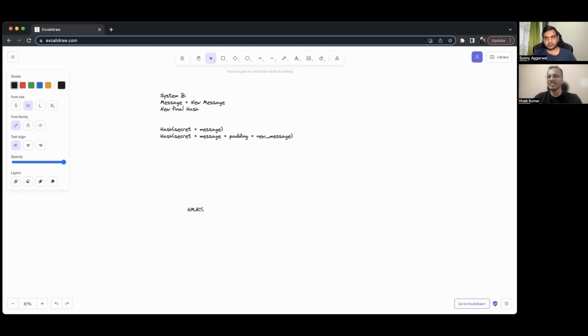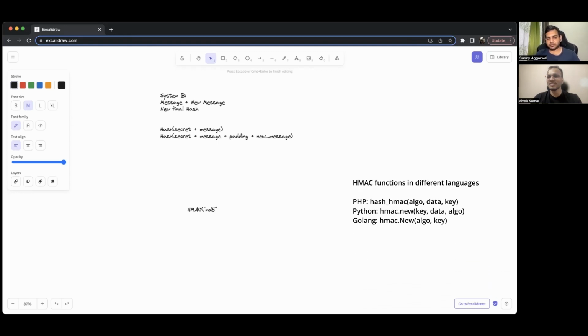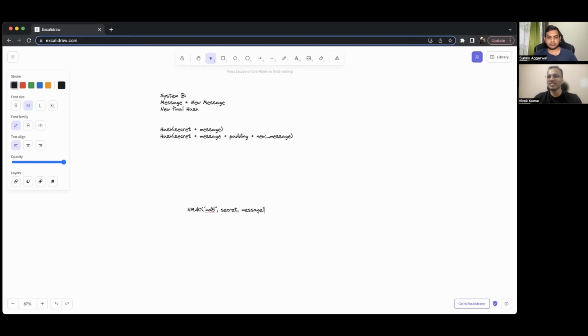They can use the HMAC function with MD5. If they want to generate an MD5 HMAC, they can do so by passing the secret and message separately. The HMAC function ensures that the hash generated is not susceptible to a length extension attack. How does HMAC help here?